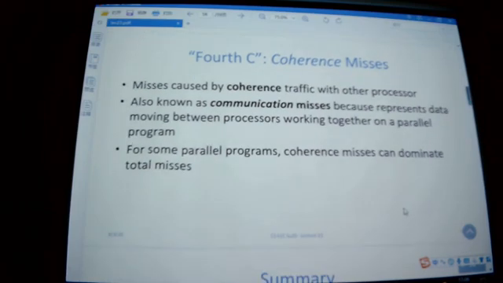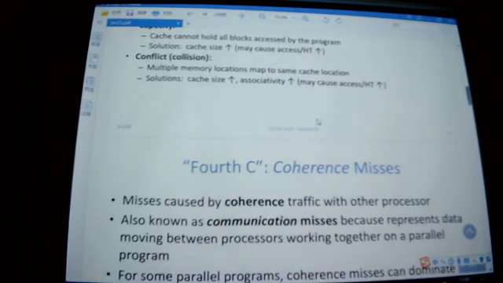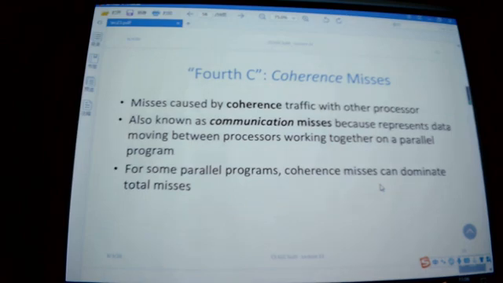Okay, the fourth C. There are 3 C's, and this is the fourth C. The fourth C is coherency misses: misses caused by coherence traffic with other processors, also known as communication misses, because it represents data moving between processors working together on a parallel program. For some parallel programs, coherency misses can dominate total misses.